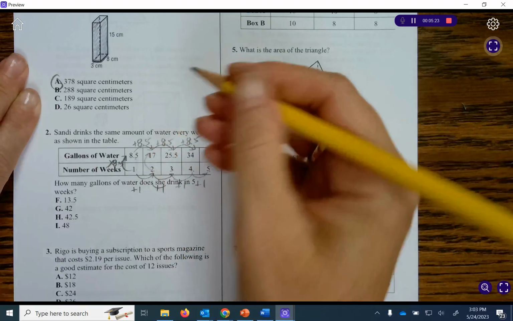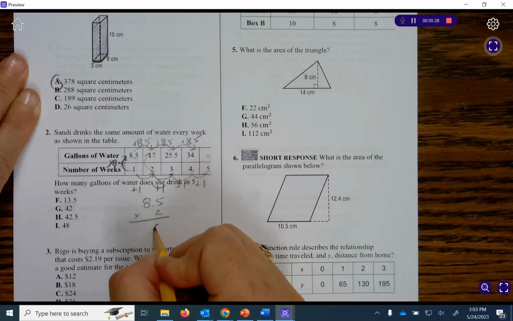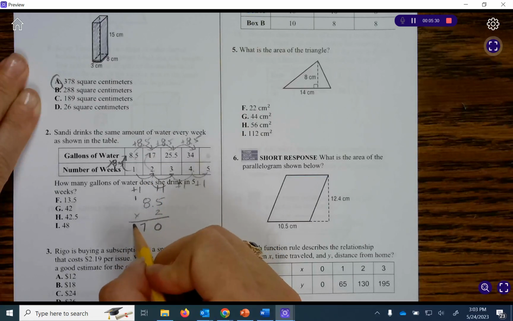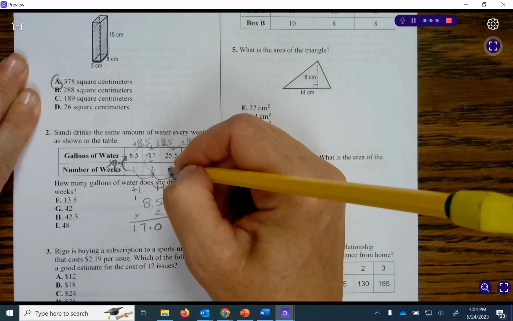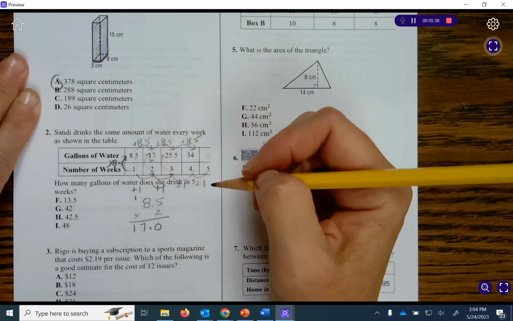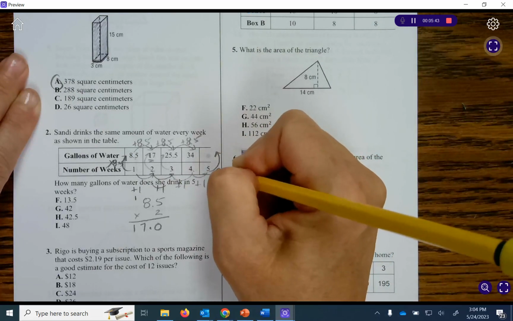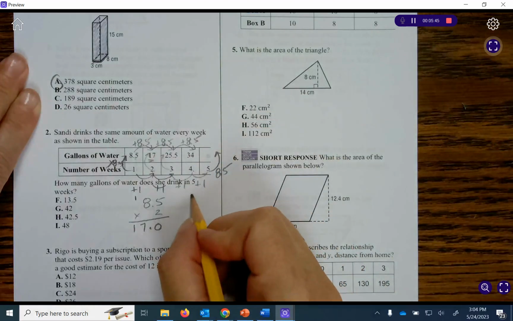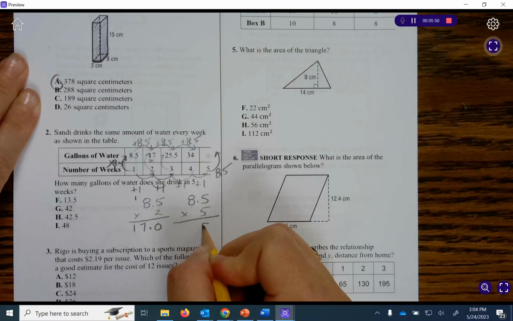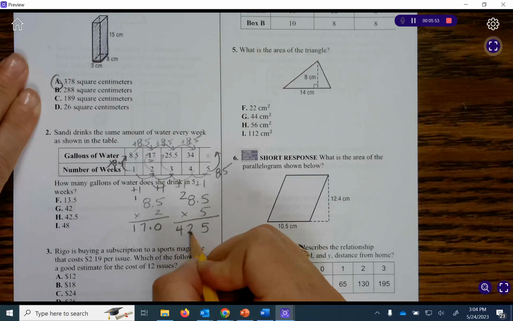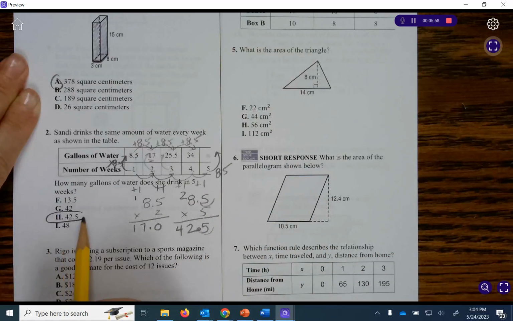2 times 8.5, I'm going to do it right here. 8.5 times 2 is 17. Oops, and that's 17. So movement from the bottom to the top is multiplying by 8.5. So I'm going to multiply 5 times 8.5. 8.5 times 5. 1 decimal point. That's 42.5, which is H.